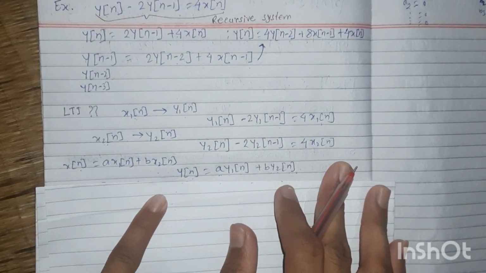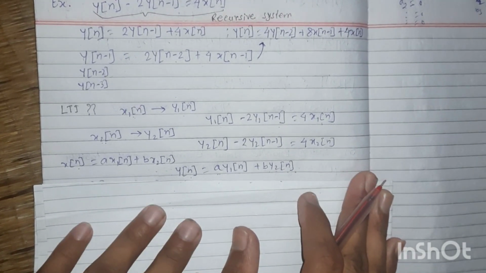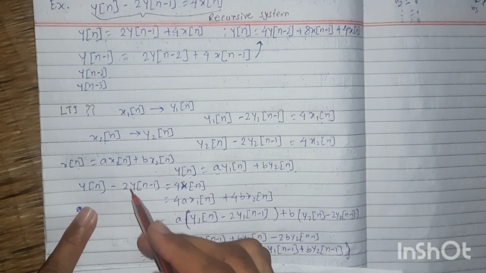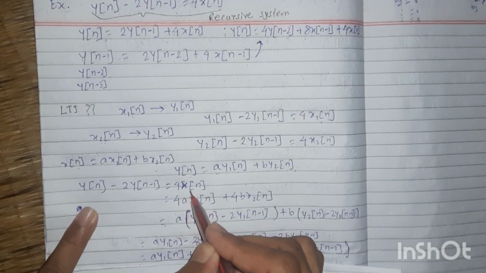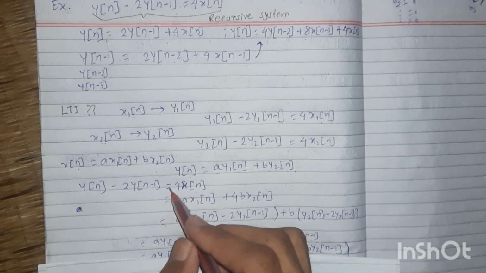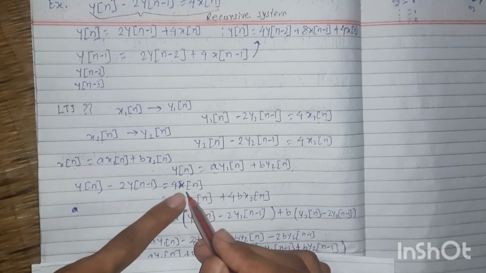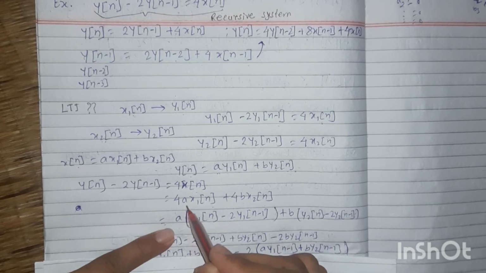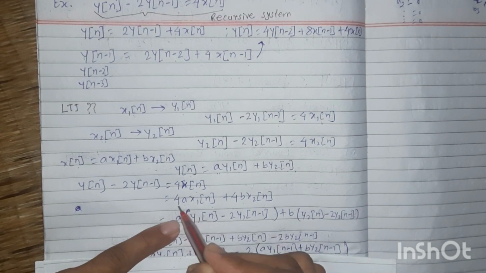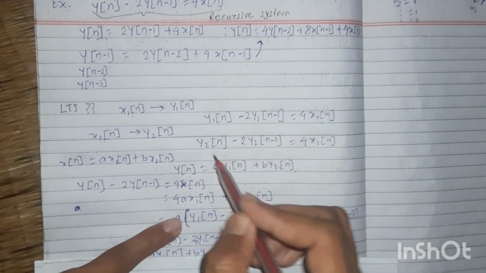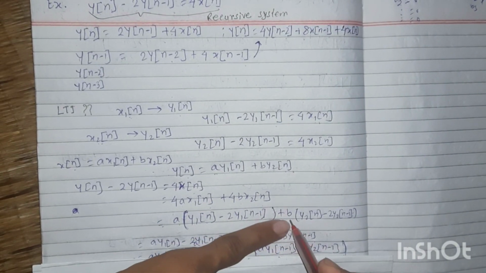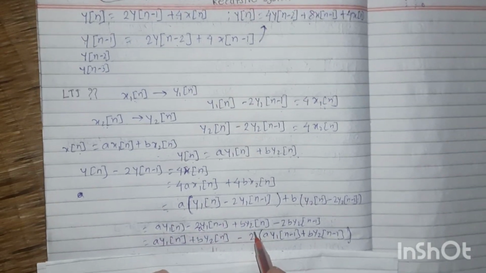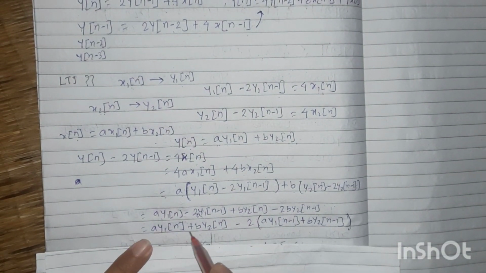Actually this proof is very large and a time-taking process. So if we take y of n minus 2 times y of n minus 1 equal to 4 times x of n, now x of n is replaced by 4a times x1 of n plus 4b times x2 of n. Taking a as common, 4 x1 of n is replaced by this value. Again taking b as common, 4 x2 of n is also replaced by this value. Now we get these equations, and by simplification we get these equations.